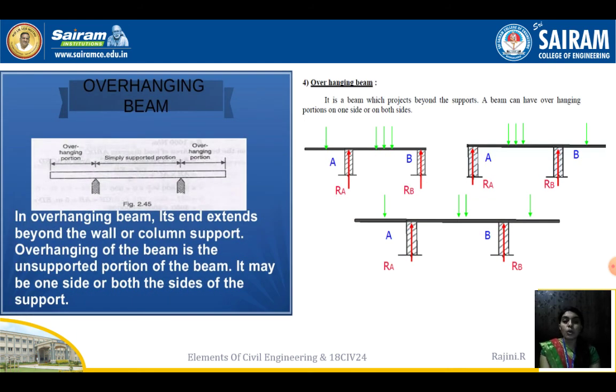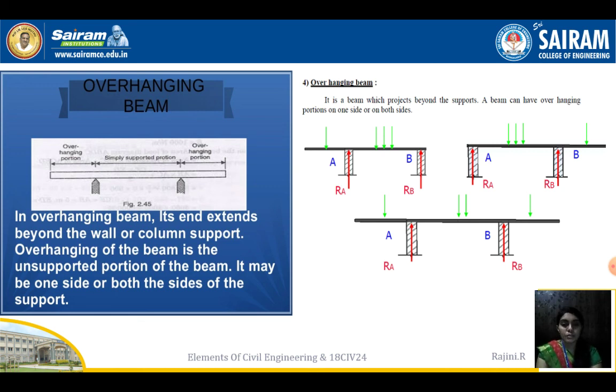Okay, next one, overhanging beam. How will the overhanging beam look? You can see the picture shown on the left side, and the picture shown on the right side. So you have different categories of overhanging beam. Very simply, if I want to tell, after the support the beam is still extending. You can see, right? The two supports will be there, still the beam will be extending after the support. So that will be your overhanging beam.